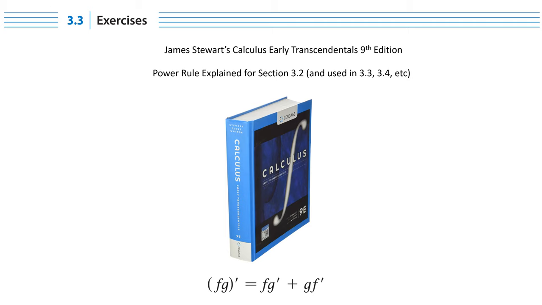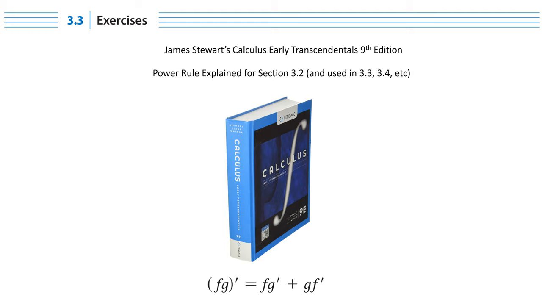Hi guys, in one of the comments, a user requested I go through and explain the power rule from section 3.2 because they're having a little bit of trouble with it. So the textbook basically shows it in the format below, that formula of (fg)' is the equivalent of f with g derived plus g with f derived. I think that's a terrible way of writing the formula. I'm going to show you a better way that I prefer here.